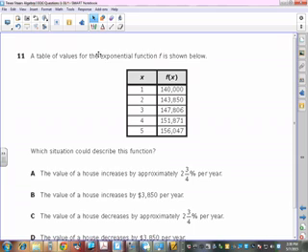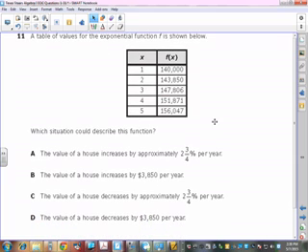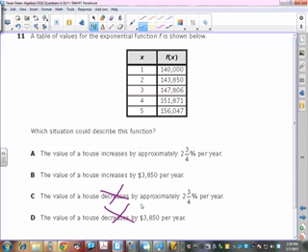Okay, and we've got this one. Okay, and they want to know what's happening with this house. So how's it increasing? I'm going to start with the easiest thing. First of all, I can see that the value increases. You notice it's going up each year. So automatically, I'm going to cross out C and D because it's saying decreasing.